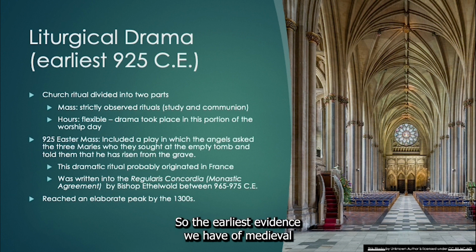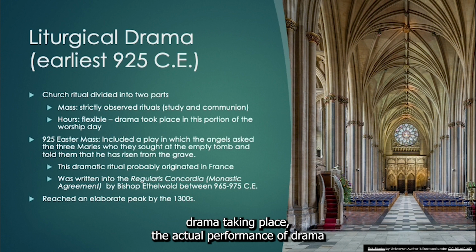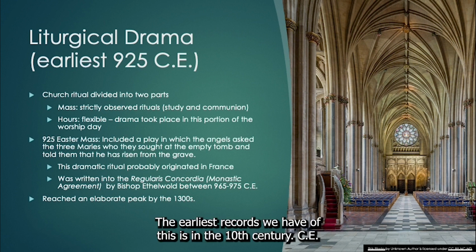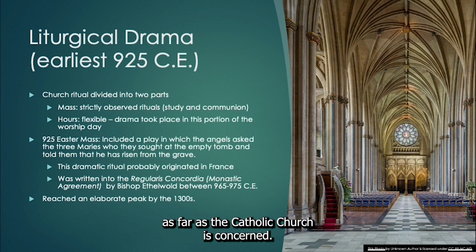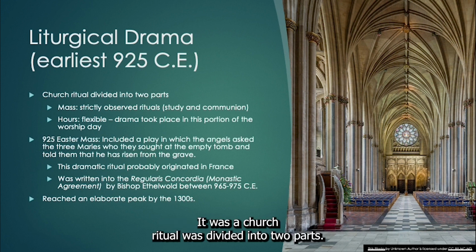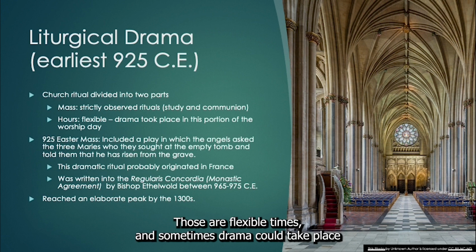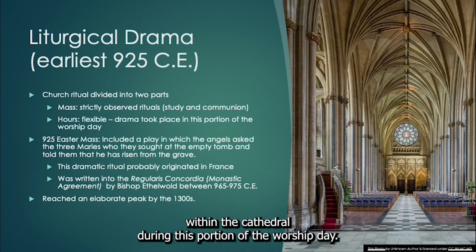So the earliest evidence we have of medieval drama taking place, the actual performance of drama, is in Catholic churches, the cathedrals and monasteries. The earliest records we have of this are from the 10th century Common Era. In that time, church ritual was a bit different than it is today as far as the Catholic Church is concerned. Church ritual was divided into two parts. There was a Mass, which is a strictly observed ritual, and then there were what were called hours. Those are flexible times, and sometimes drama could take place within the cathedral during this portion of the worship day.